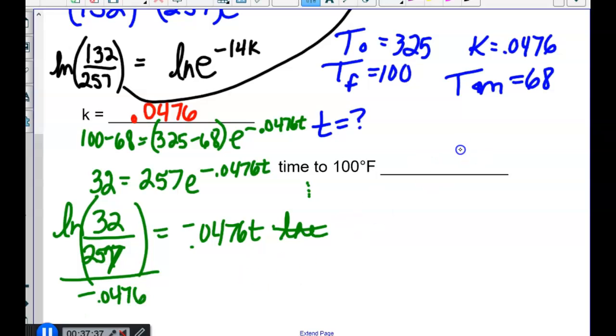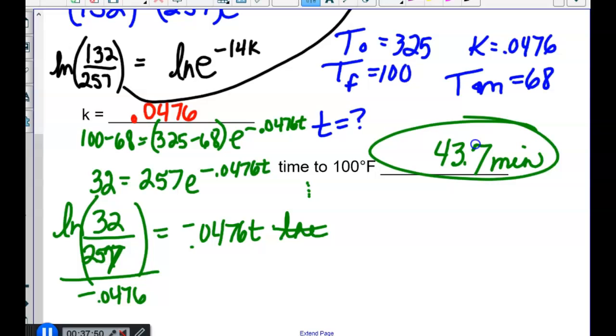Oh, that looks fun. Just typing? What'd you get, Destiny? 43.74. So 43.7 minutes roughly? All right.